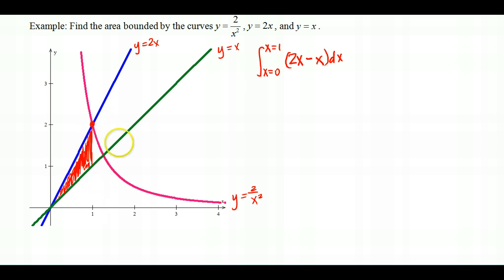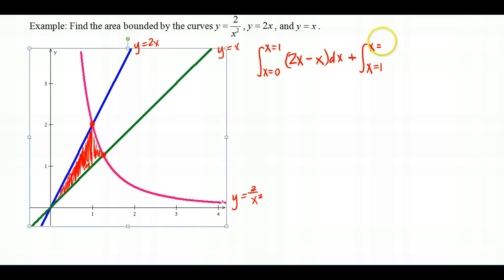Well, this part's going to pick up at 1. So we're going to be having an additional integral. So plus the integral from x equals 1 to x equals, we're not sure yet. That's going to happen at whatever this point is here. So we have to keep going, and we're going to add all this area from 1 to this point of intersection. So we have to find that value. And then the top function is now going to be the pink one, so 2 over x squared, minus the bottom function, which is still the line y equals x, dx.